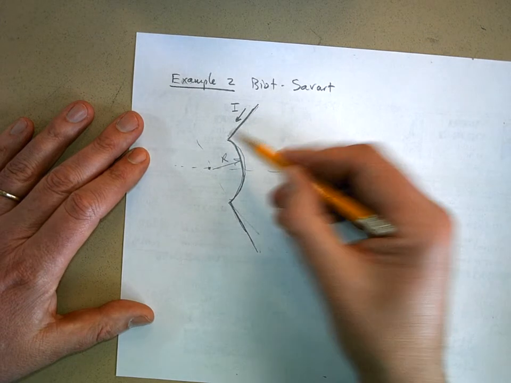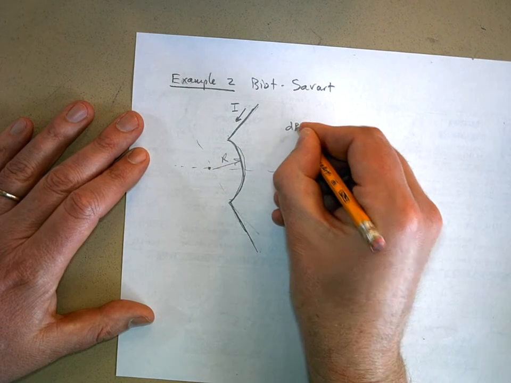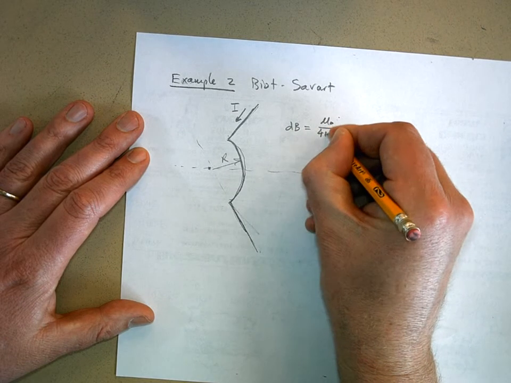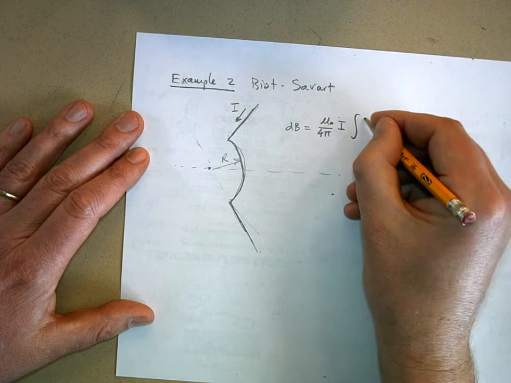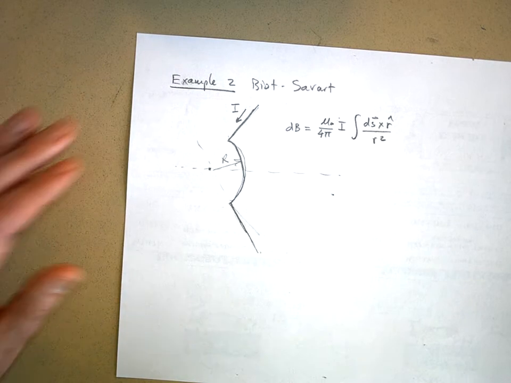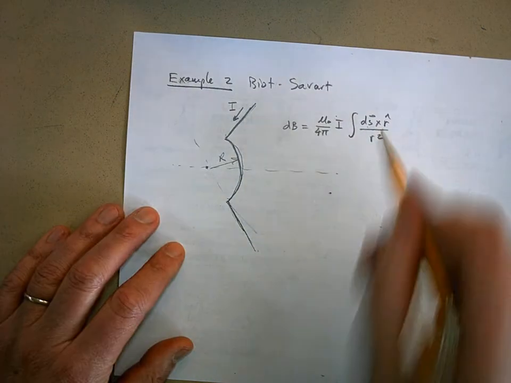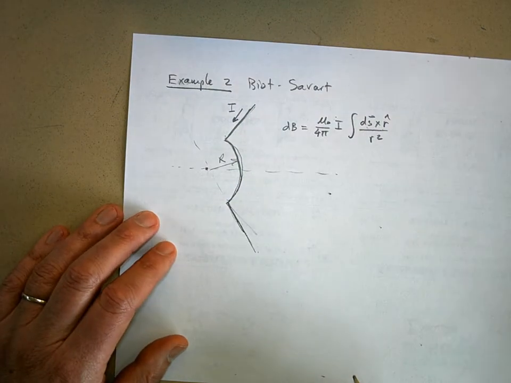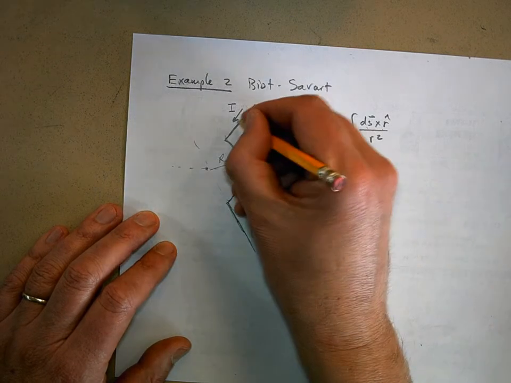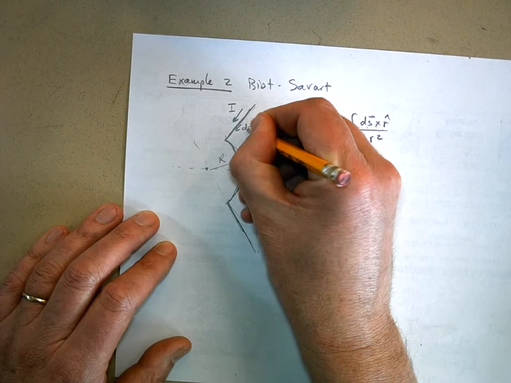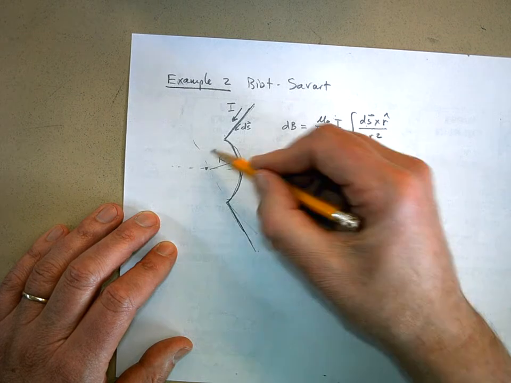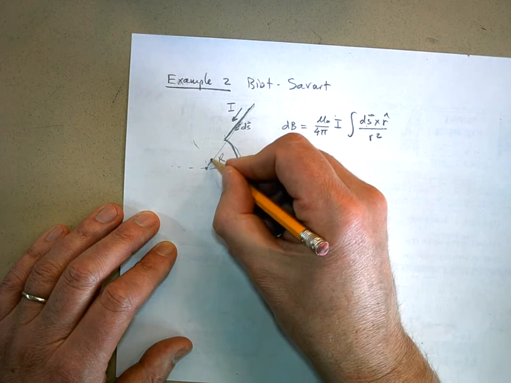If I come in like this, let's go dB equals mu naught over 4 pi times I times the integral of ds cross r hat over r squared. The key thing, though, is to look at ds cross r hat. Pay attention over here, please. Here's my ds. You have to learn to think with calculus here. Here's my little ds, but what is my r hat? My r hat is in this direction.